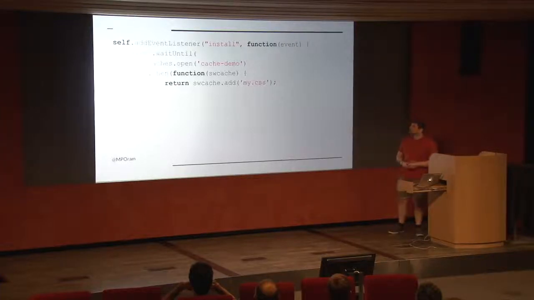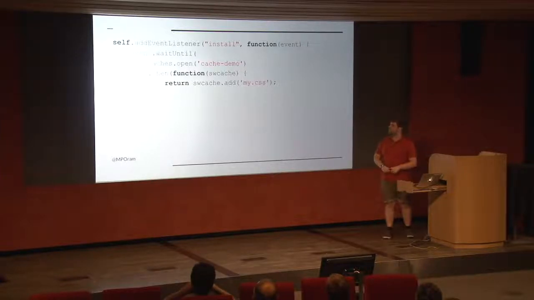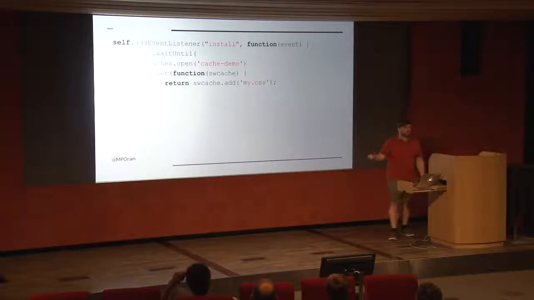Now, it's event and promise based. So we can hook into the install event, which gets triggered once the service worker is installed. And then we can make it do some things. So this one just opens a new cache called cache demo and adds my.css file into the cache. It doesn't actually do anything else, doesn't ever retrieve anything from the cache, it just adds that, because why wouldn't you? But it's very simple.